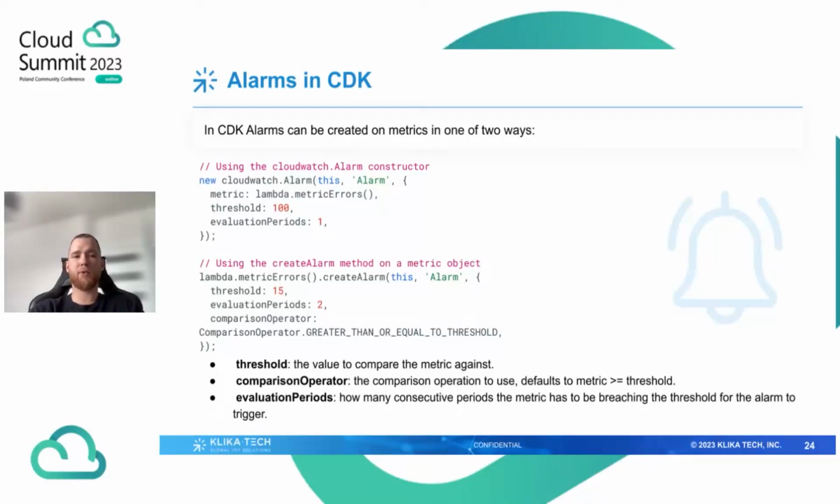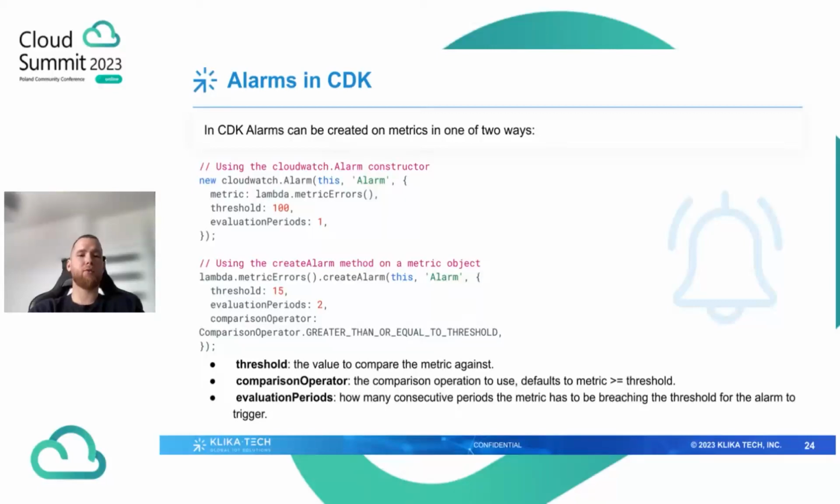Let's consider the parameters that we have leveraged in our examples. Threshold is the value to compare the metric against, or in other words, this is the threshold value that triggers the alarm. In the first example, the threshold is set to 100, which means that the alarm will be triggered when we have 100 or more errors in one evaluation period. Evaluation periods is the number of consecutive periods during which the threshold must be breached before the alarm is triggered.